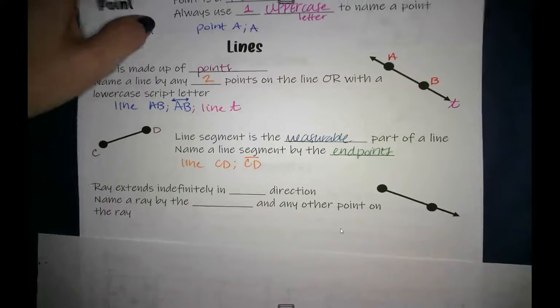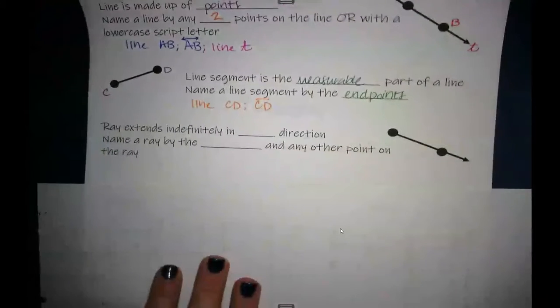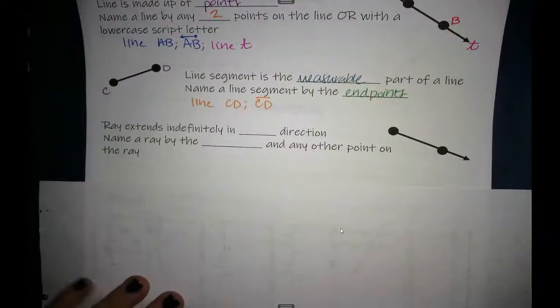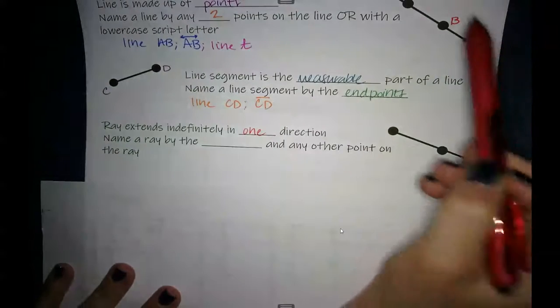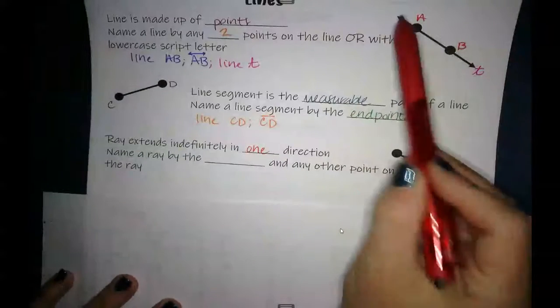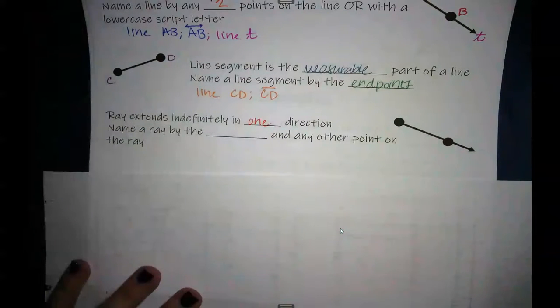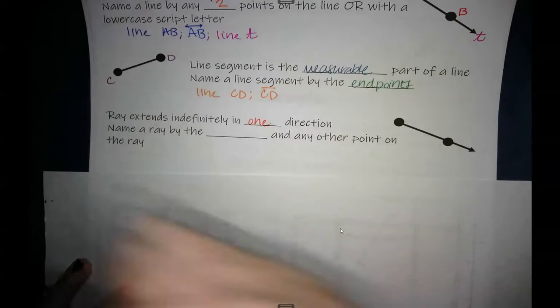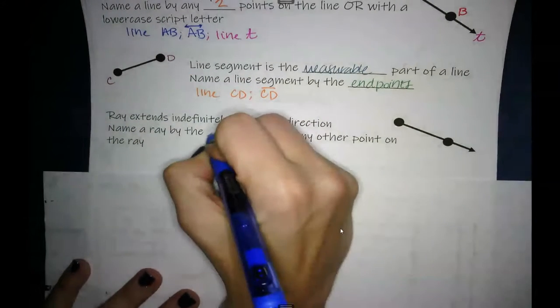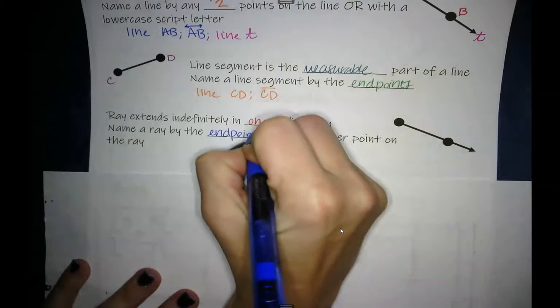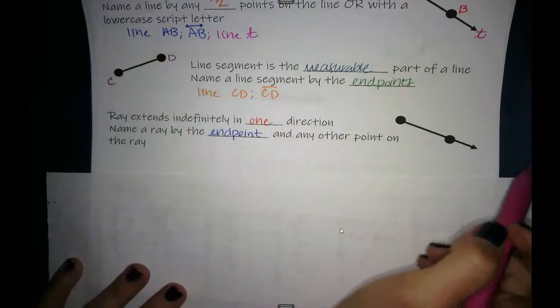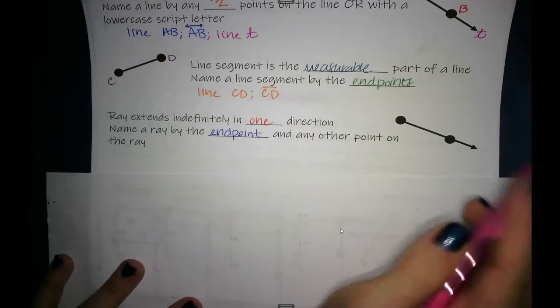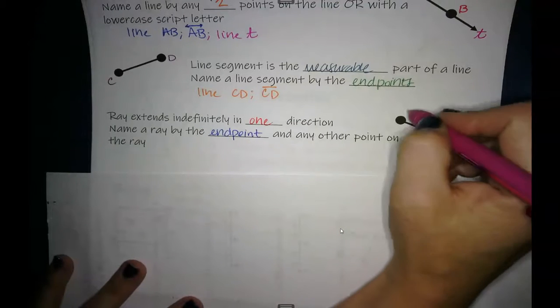All right, finally we have a ray. And rays are going to extend indefinitely in one direction. So our lines go in both directions. Our rays are going to have one endpoint and go on forever in the other direction. So we're going to name a ray by the endpoint and any other point on the ray. Doesn't matter where that other point is, we can use it. But we've got to use this endpoint.